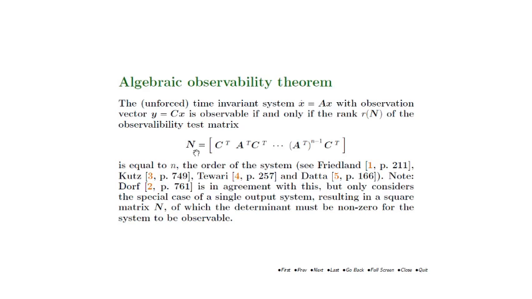So once again, you throw the A and the C matrices to this function in MATLAB, and MATLAB will then calculate the N matrix for you, OBSV. So you can use that to calculate the N matrix when you need to test whether a system is observable or not.